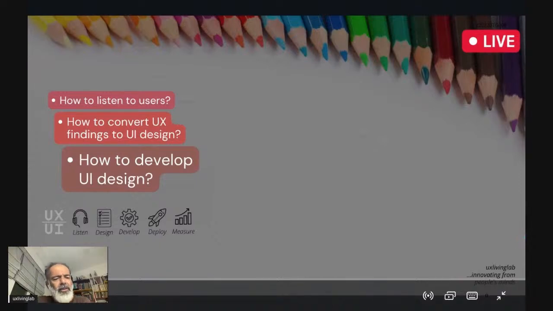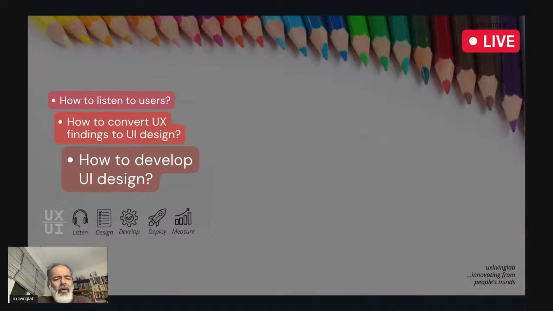Today we are talking about being a UI designer, how to develop UI design. In last weeks, we talked about how to listen to users, how to convert UX findings to UI design. How to develop UI design is today's topic.